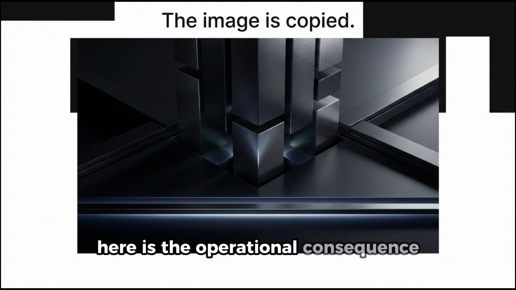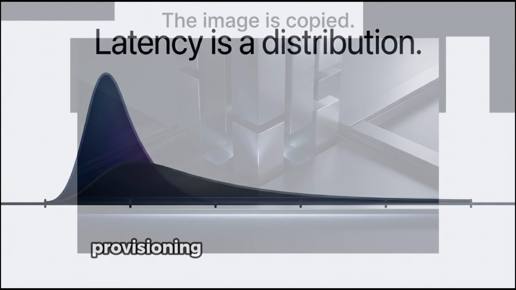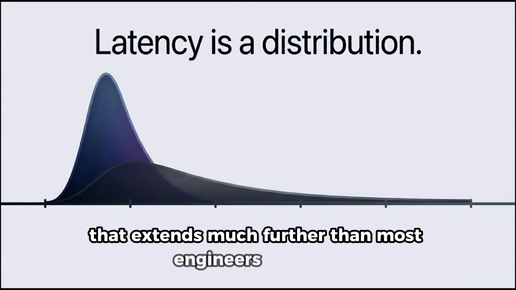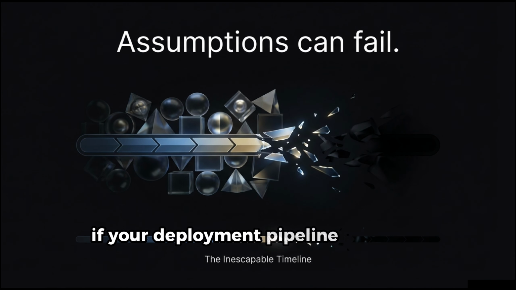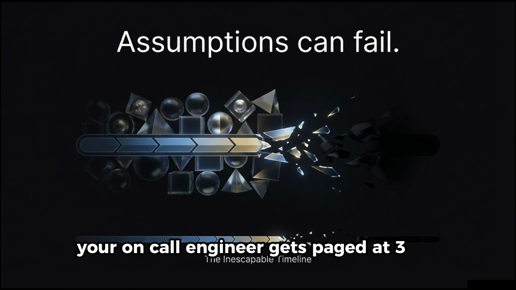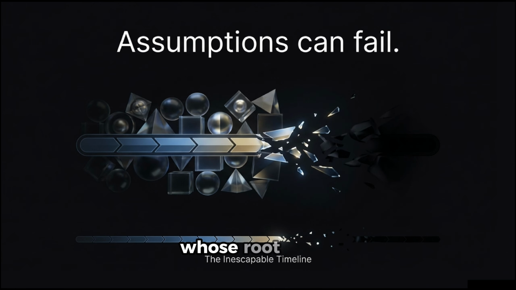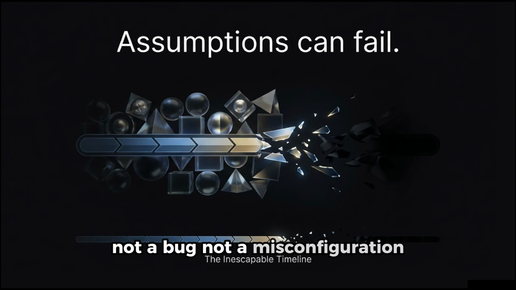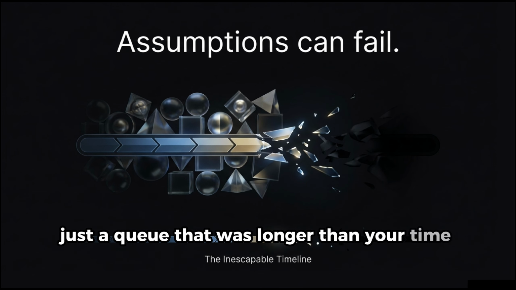Here is the operational consequence of understanding this journey. Provisioning latency is not a constant. It is a variable with a distribution, a range of possible values, with a mean and a tail that extends much further than most engineers build for. If your deployment pipeline assumes provisioning takes 2 minutes, and today it takes 12, your pipeline times out. Your deployment fails. Your on-call engineer gets paged at 3 a.m. to diagnose a failure whose root cause is that the cloud's scheduler was busy. Not a bug, not a misconfiguration, just a queue that was longer than your timeout assumed.